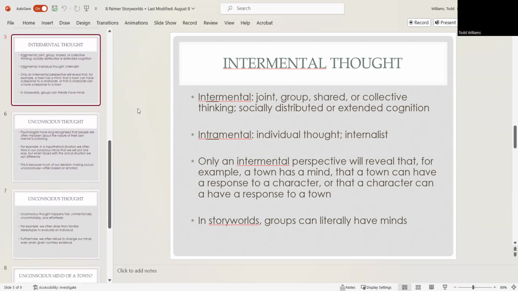So Palmer is interested in intermental thought as opposed to intramental, in terms of literature. Intermental means joint mentality, group mentality, shared experience, collective thinking, socially distributed, or sometimes called extended cognition, right? The way groups think, the way people think in groups, as opposed to intramental, which is internal, individual thought. He says only an intermental perspective will reveal that, for example, a town can have a mind or a group can have a mind, right? That a town can have a response to a character, that a character can have a response to the town, that we can think of minds collectively. So in these story worlds, we can think of groups as literally having minds.